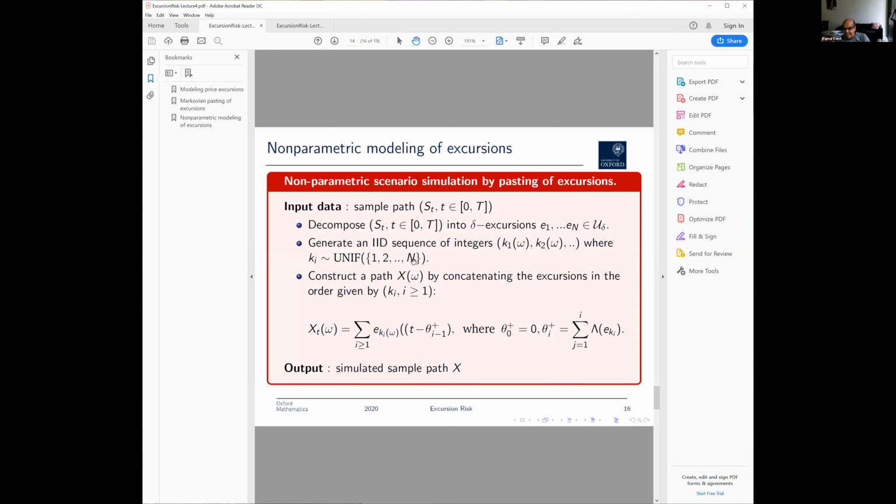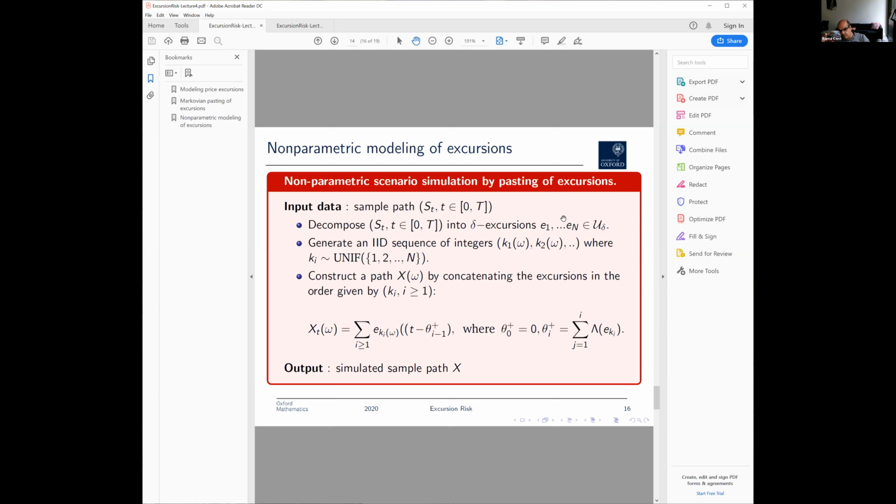Now I have n delta excursions from my path, and this gives me an empirical distribution. What does it mean to sample a path from this empirical distribution? It means that I'm going to basically shuffle these delta excursions. Every time I'm going to pick one of them at random, and then I'm going to add it in my path, and then I'm going to pick another one at random. I'm going to concatenate, paste them at 0, and then a third one, and so on.